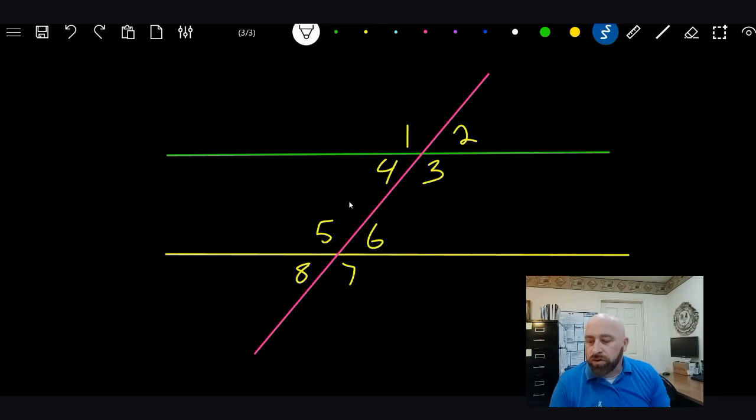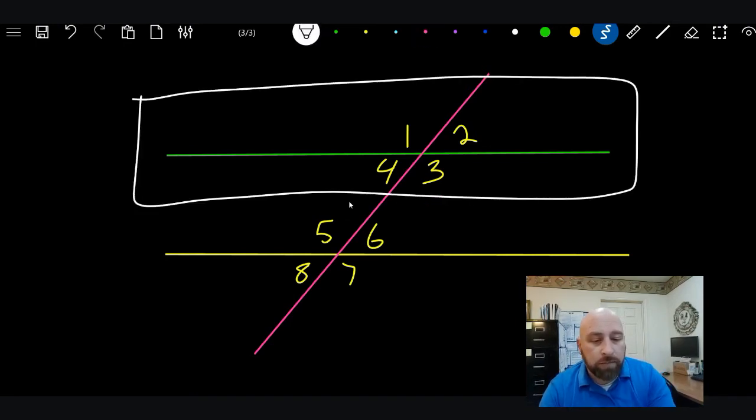Corollary 7.1. When two straight lines are cut by a transversal, that's what we have here, if two corresponding angles are equal, then the two straight lines are parallel. Corresponding, what does that mean? In triangles, it meant when we moved one on top of the other. So think, what if I cut out this line and moved it down to the other line? Those angles would sit on top of each other.